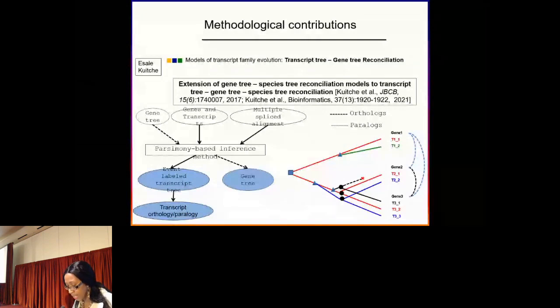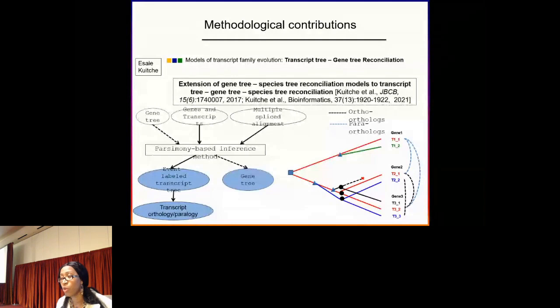This time we define orthologs and paralogs based on events that are at the level of transcripts. At the level of transcripts, we have transcript creation and transcript loss, so they act like gene duplication and gene loss at the level of genes. Two transcripts will be orthologous if their least common ancestor in the transcript tree is a creation. This means two different transcripts evolving in the same gene, just as two different genes by duplication evolving in the same species.